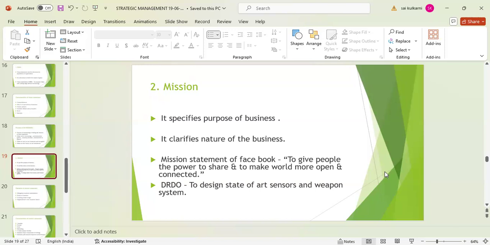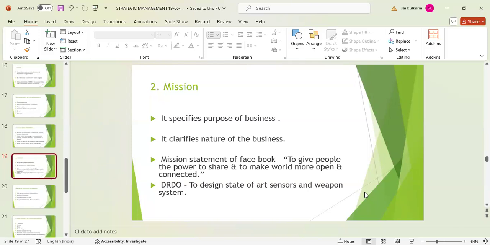So simply it clarifies the actual business activity by Facebook. What kind of business, what type of activity is implemented by Facebook is clearly defined in the mission statement of Facebook. Okay. Now we'll see the second same.